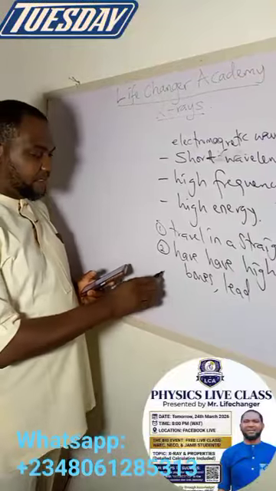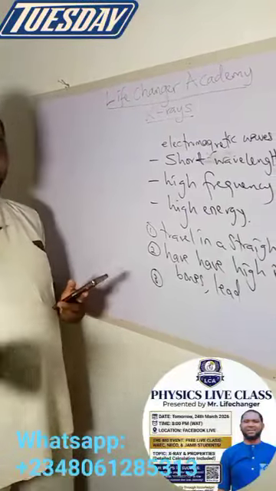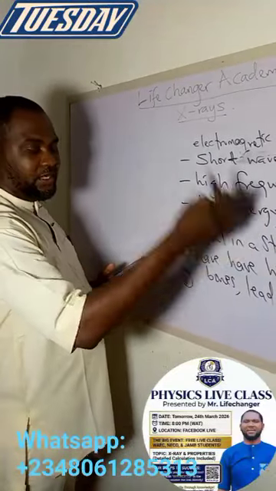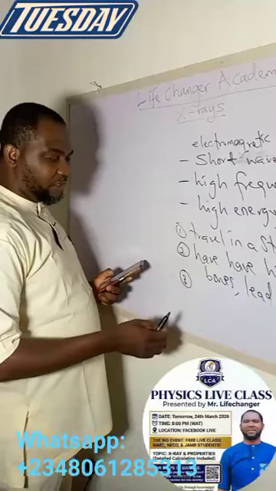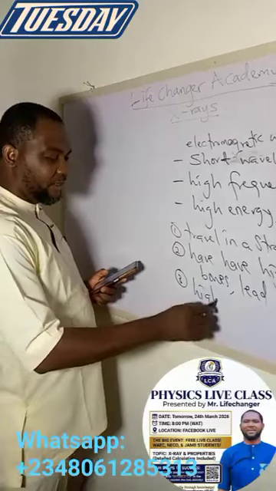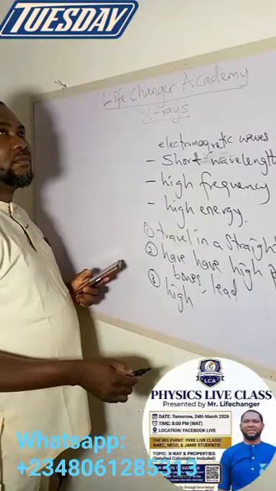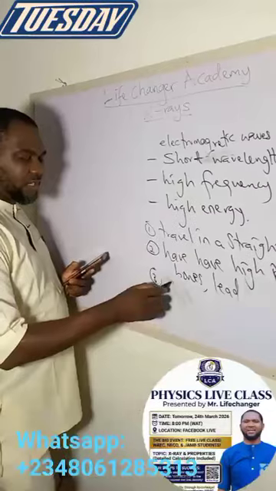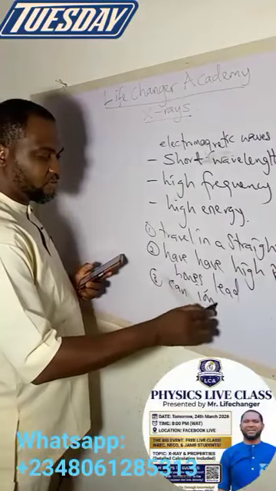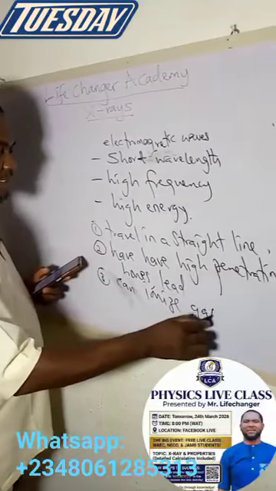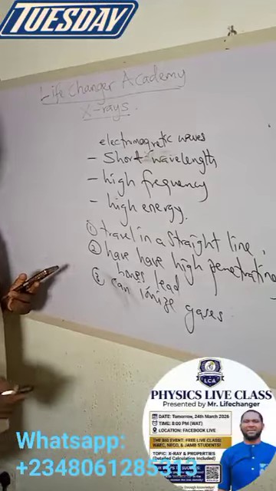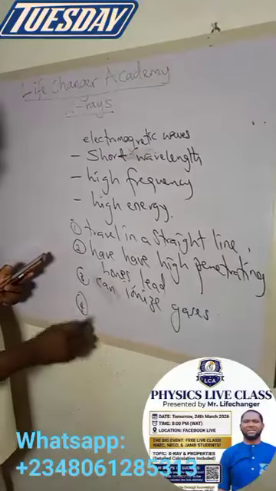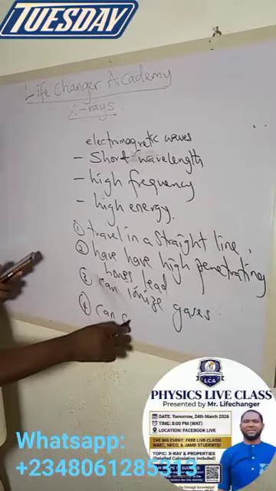Now, another property of X-ray is that they are highly energetic. That's important to know. Another property is that they have ionizing power. Not really high, but they can ionize gases, just like cathode rays. Number 4, they can cause some substances to fluoresce.